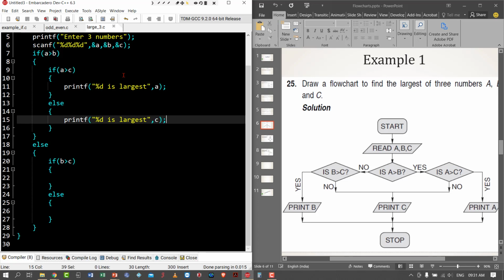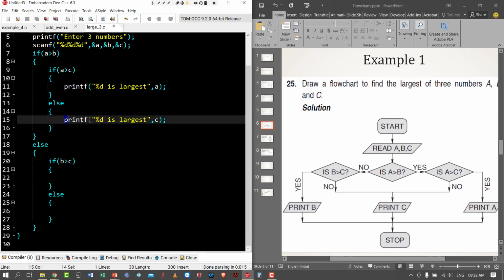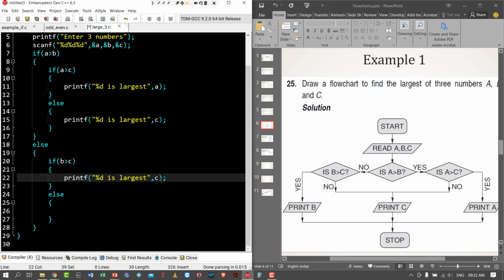Yes, sir. What will be the statement at line number 22? Print percent D is largest, comma B. Very good. Because here if B greater than C, then I have to print B. Here I have printed B.